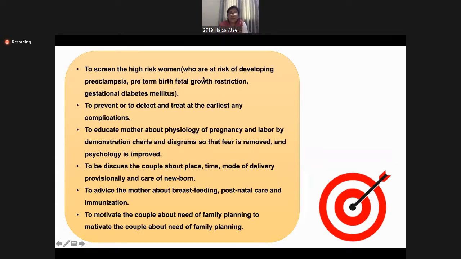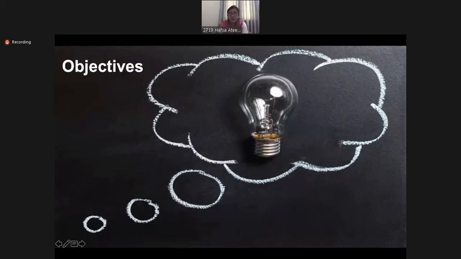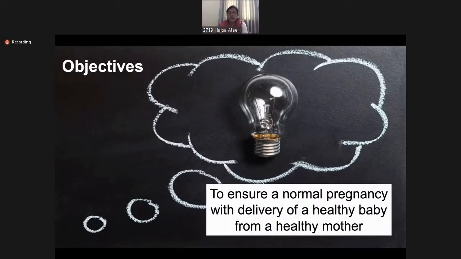And if they are in one of the high-risk group, then these patients should be asked right from the beginning to go and get themselves booked at a hospital where all facilities of high-risk pregnancy are available. Next, the other aim is to advise the mother about breastfeeding, the postnatal care, and immunization. There are certain immunization procedures which are required. Now, what are the objectives? The objective is again to ensure a normal pregnancy with the delivery of a healthy baby to a healthy mother.